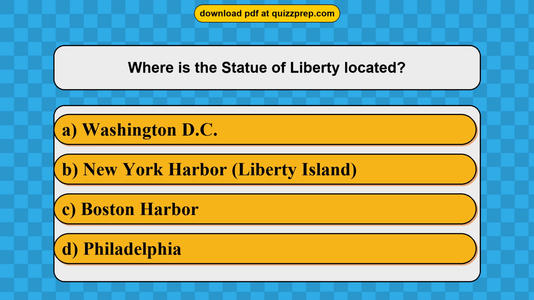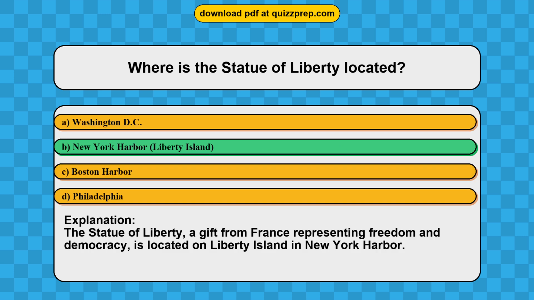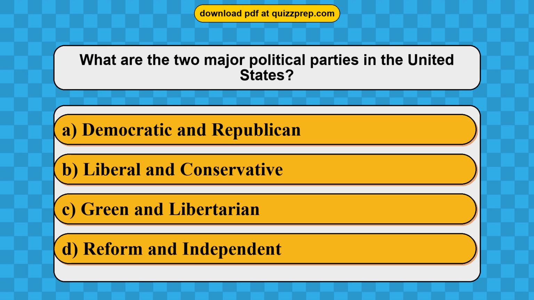Question 42. Where is the Statue of Liberty located? Option A, Washington, D.C. Option B, New York Harbor, Liberty Island. Option C, Boston Harbor. Option D, Philadelphia. The correct answer is option B, New York Harbor, Liberty Island. The Statue of Liberty, a gift from France representing freedom and democracy, is located on Liberty Island in New York Harbor.